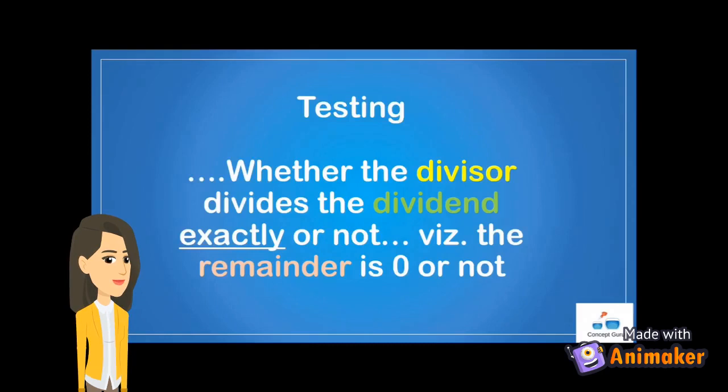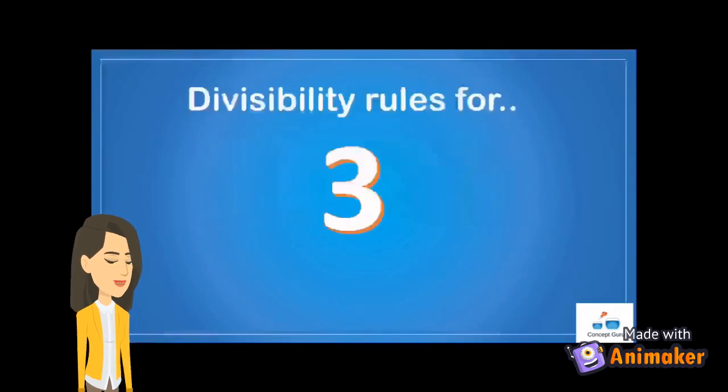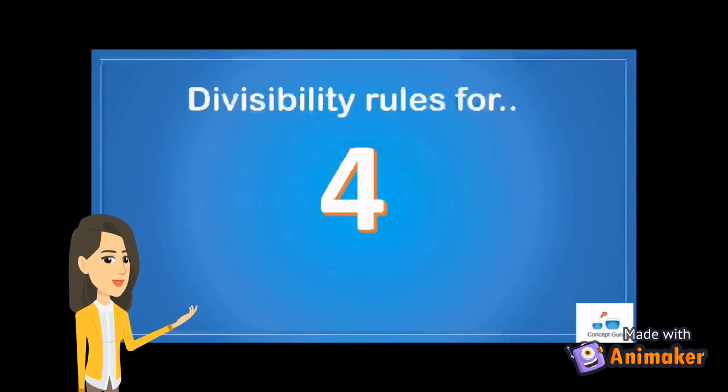Divisibility is testing whether the divisor divides the dividend exactly or not. That is, the remainder is 0 or not. And hence we have the simple rules of divisibility here. What are we going to cover today? Yes, we are going to cover divisibility rules for 3 and for 4.